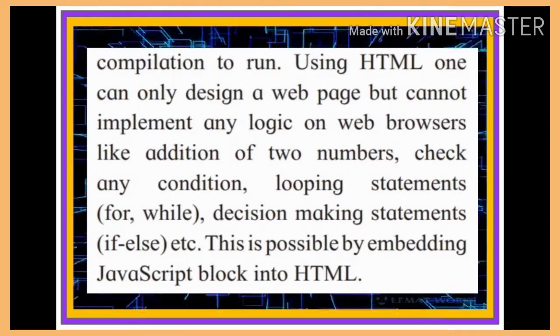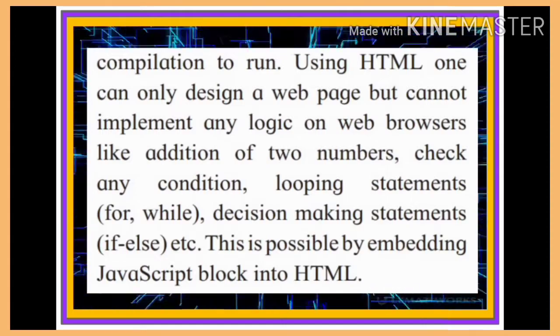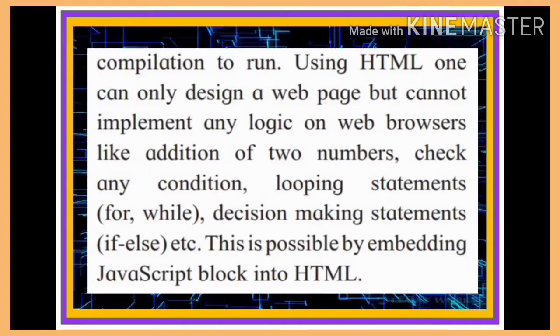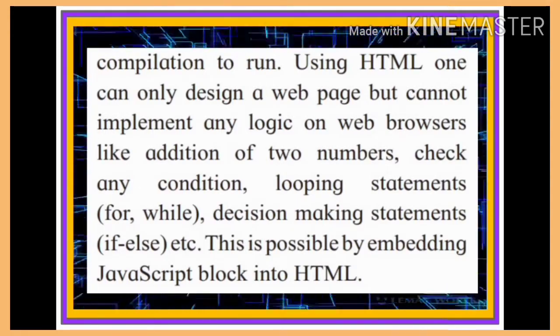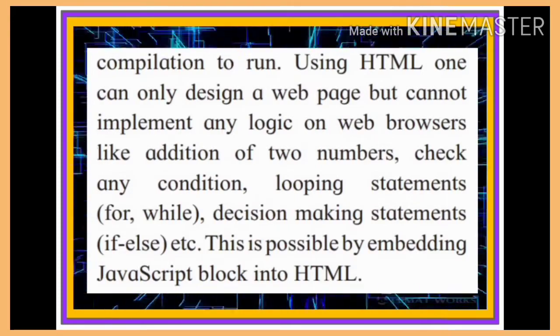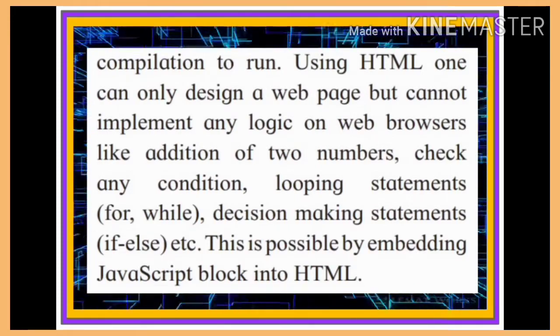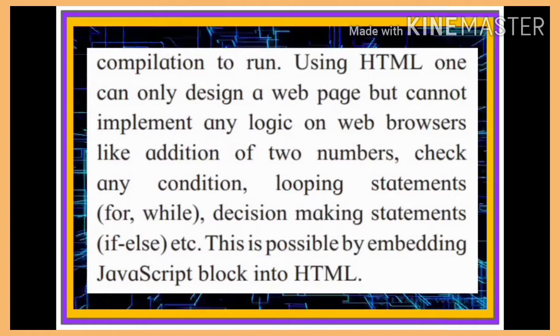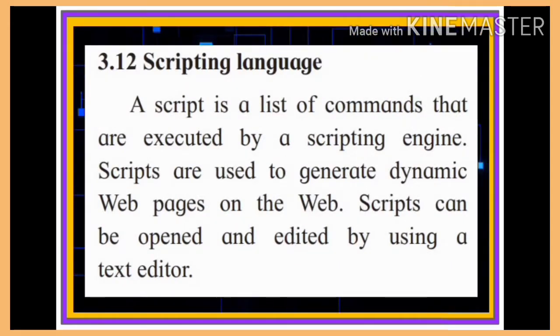Using HTML, one can only design a web page but cannot implement any logic on web browsers, like addition of two numbers, checking any condition, looping statements, for example for and while loop, also decision making statements, if, else, etc. This is possible by embedding a JavaScript block into HTML. Then what is a scripting language and script? A script is a list of commands that are executed by a scripting engine. Scripts are used to generate dynamic web pages on the web. A script can be opened and edited by using a text editor.